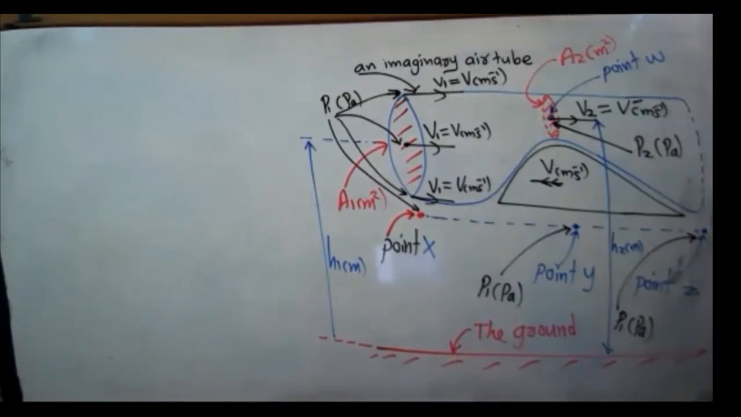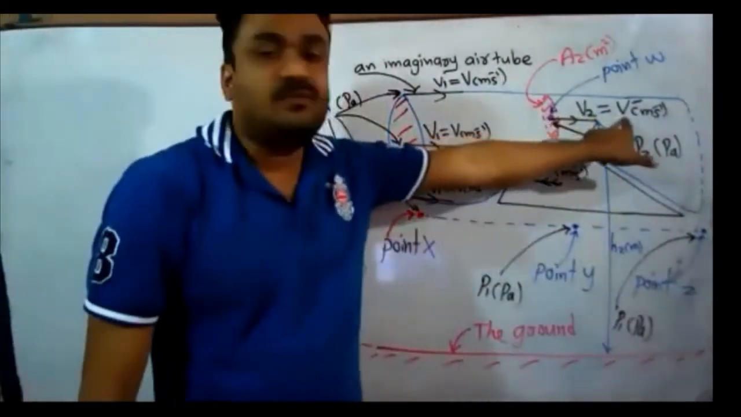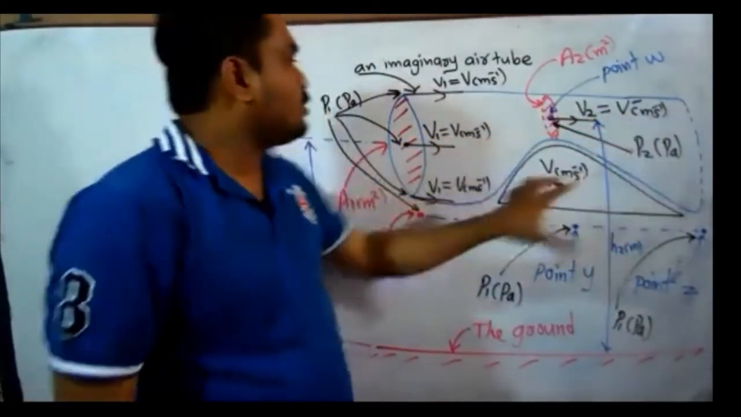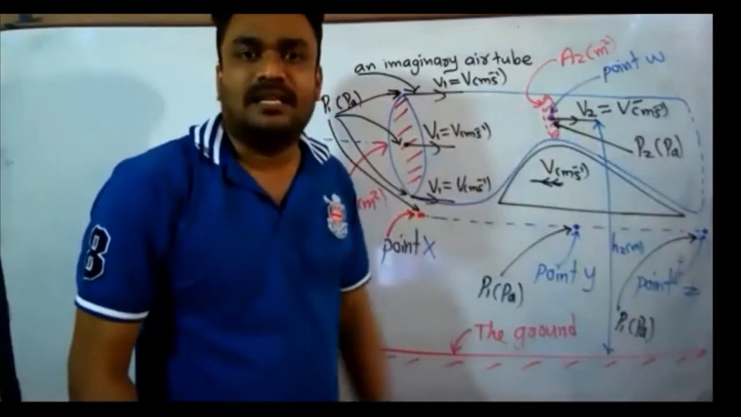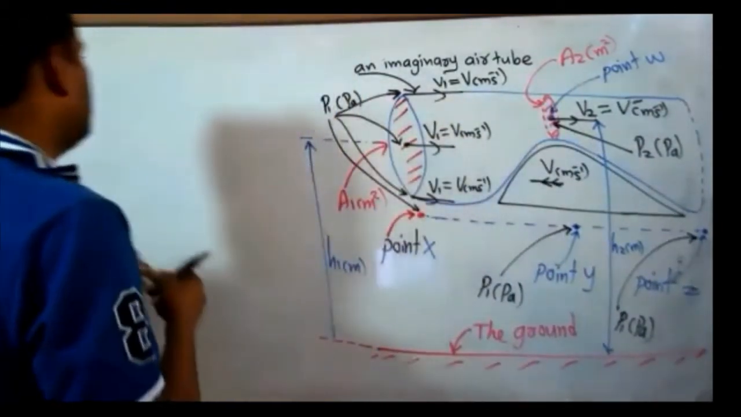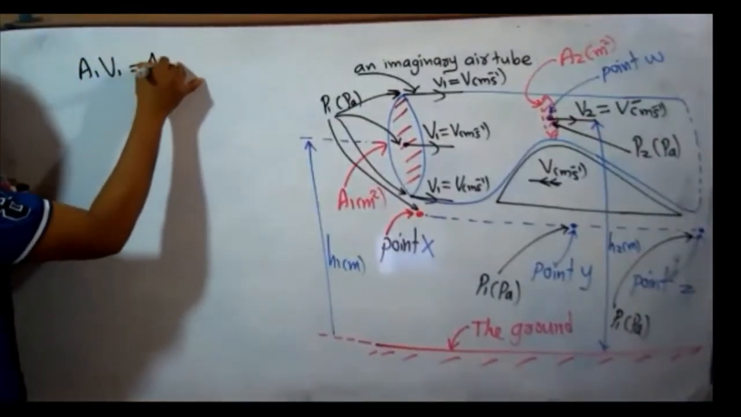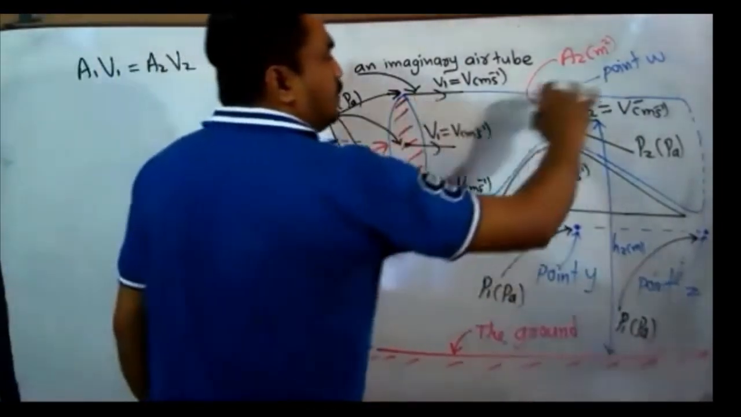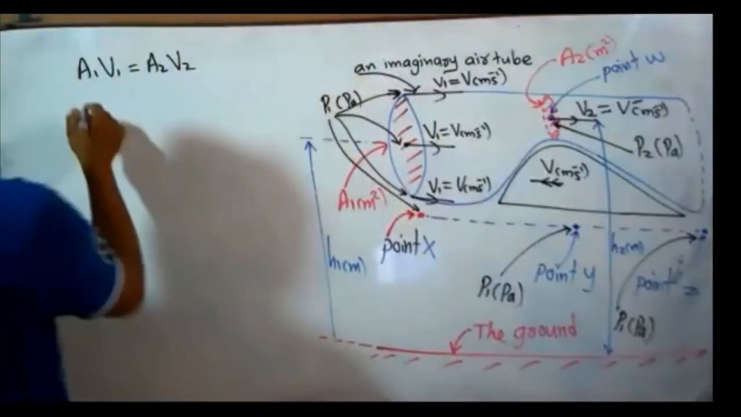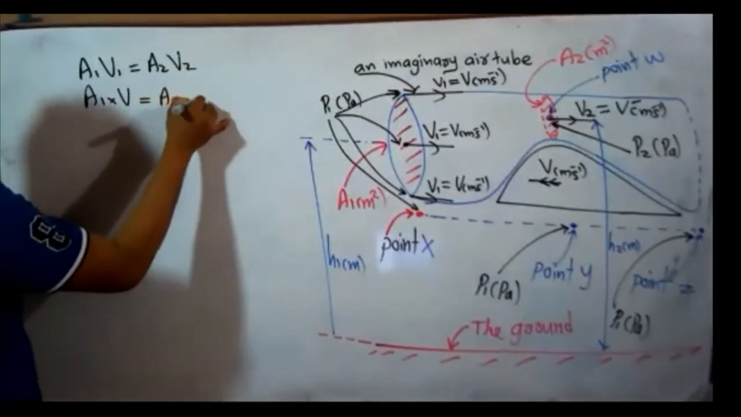Right. In part B, it asks us to write down an expression for this velocity V dash. So to this flow tube, this imaginary air tube, let's apply the equation of continuity. What is the equation of continuity here? A1 V1 equals A2 V2. A1 is A1, V1 is V. This is A2 into V2.